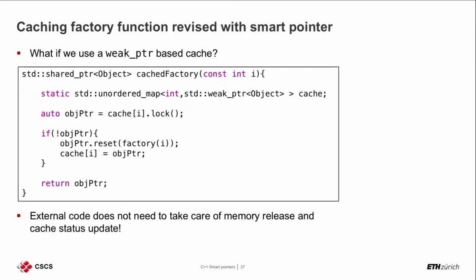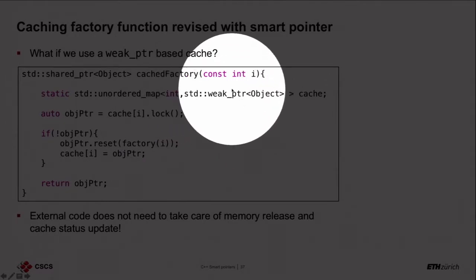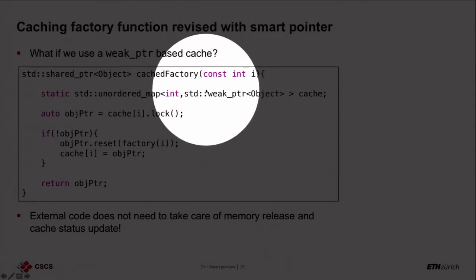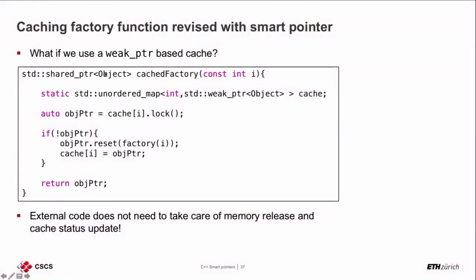And smart pointers, and weak pointers in particular, give you a very quick and clean solution to this problem. The only thing that you have to do is, instead of using a cache that is an ordered map of raw pointers, you can create a cache based on weak pointers. And then instead of returning a raw pointer, you will return a shared pointer to the object type. So let's see how this works.